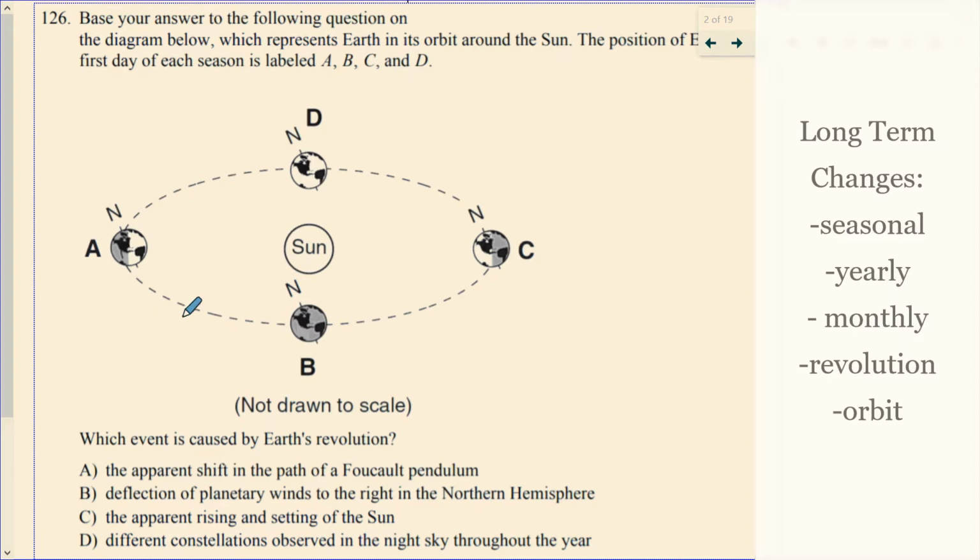Your first thought for me is that it's seasons, but I don't see that as a choice, unfortunately. So I'm looking for anything to do with long-term changes, seasonal or yearly changes. A and B don't show anything. C is rising and setting of the sun. That's a daily thing. So D is throughout the year. That's my main thing there. Anytime you're seeing yearly changes, long-term changes, that's a revolution, or sometimes they'll call that orbit.